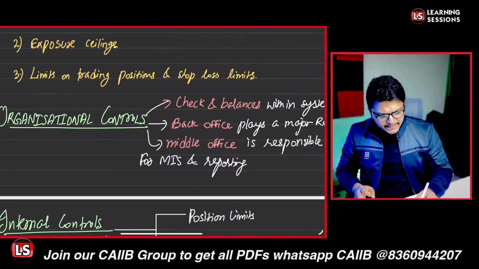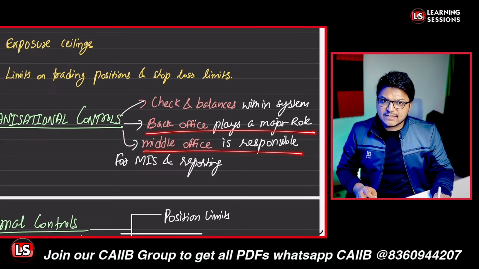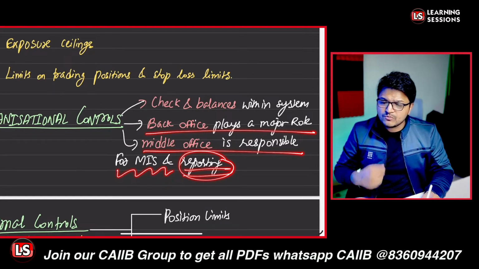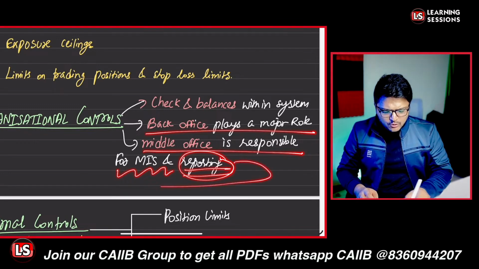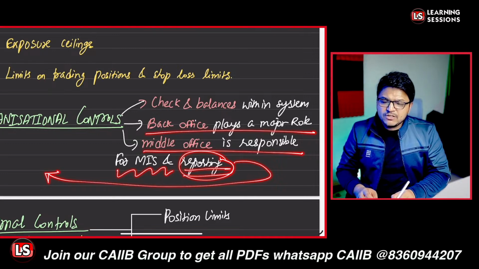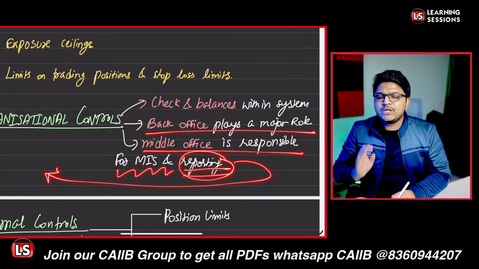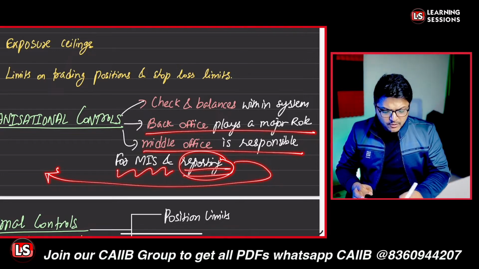Now over here the back office will play a very major role, and further the middle office is actually responsible for the MIS, that is the management information system, and the reporting purposes. Now reporting is very much important. If you report the actual things properly, the management can definitely look into the places where we are breaching the risk limits or exposure limits or ceilings, and accordingly appropriate actions can be taken, right? So the reporting part is very much important. The confirmation is very much important.